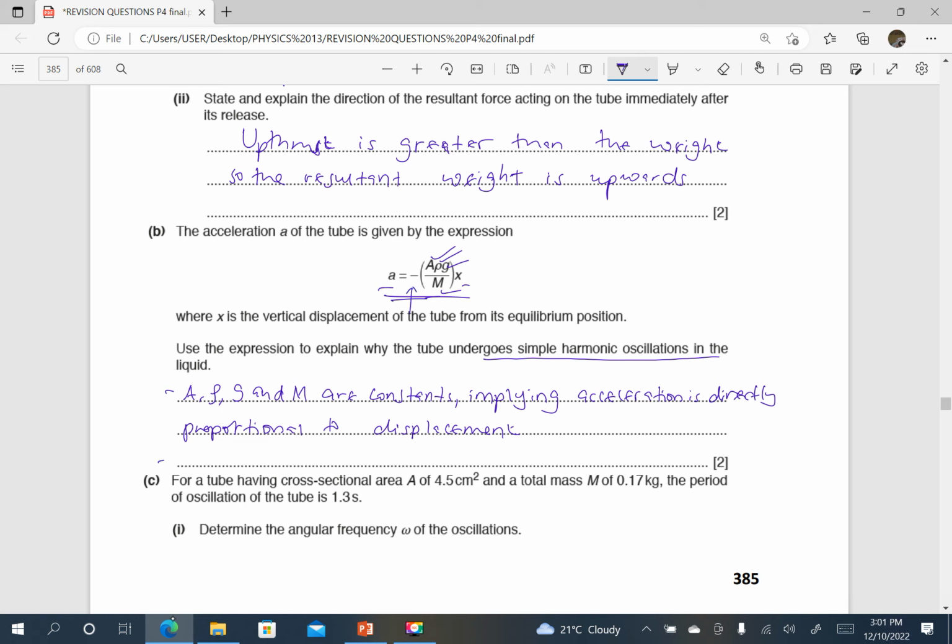Number two, we have a minus sign here. So the minus sign indicates that acceleration and displacement are always in opposite directions. Or you can just say A and x are always in opposite directions.